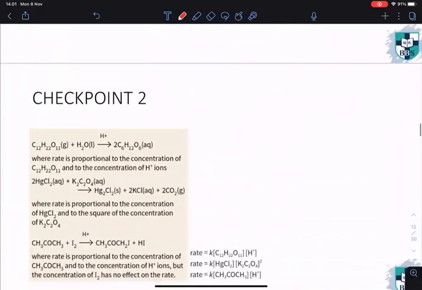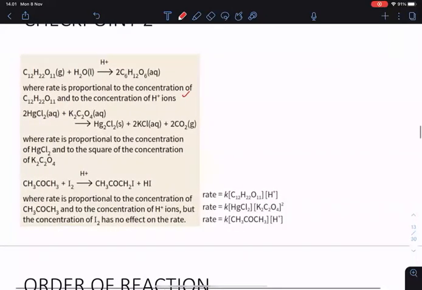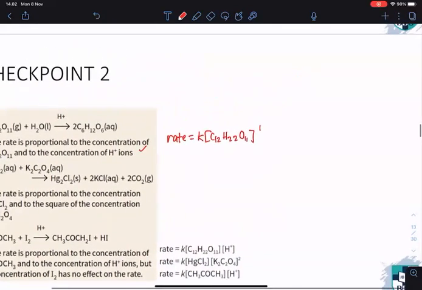Since I mentioned experimental values, some details are given here, so maybe this will help us write the rate equation. For example, they say the rate is proportional to the concentration of C12H22O11. So you just put k, proportional, C12H22O11 to the power of 1. Why proportional? This is related to your maths: y equals mx plus c.